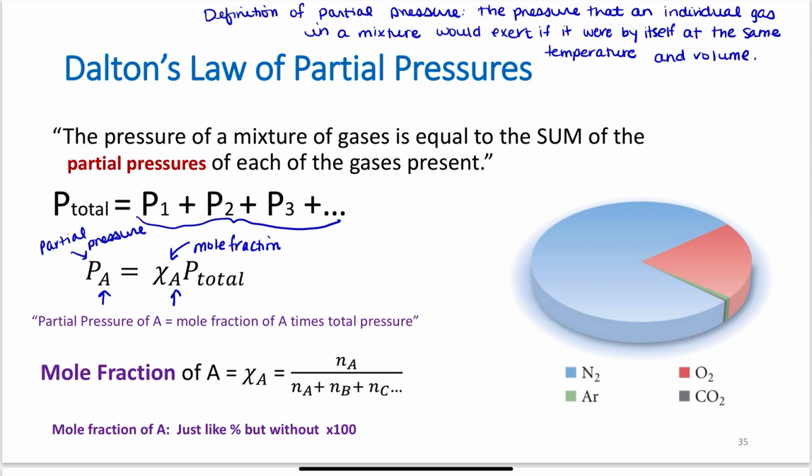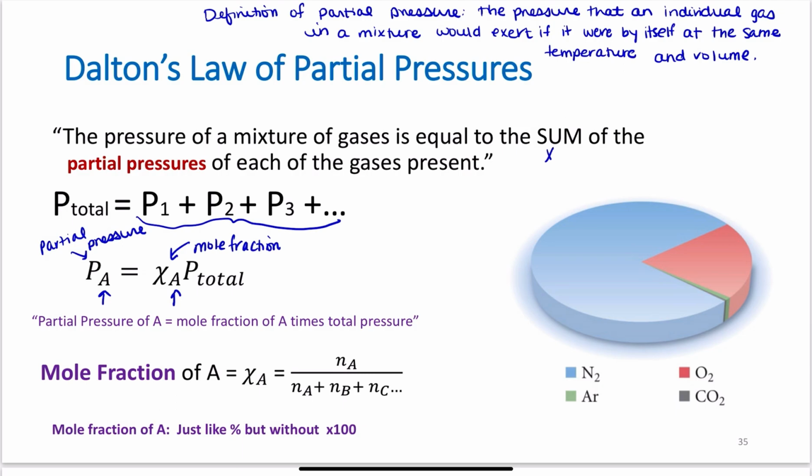If I look at the example here of nitrogen, well, what's mole fraction? A mole fraction is the number of moles of the component you're looking at divided by the total number of moles of the sample. The partial pressure of A is calculated by finding that mole fraction and multiplying it by the total pressure of the system.